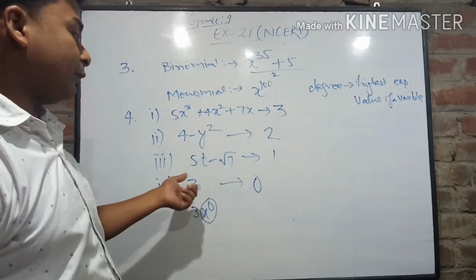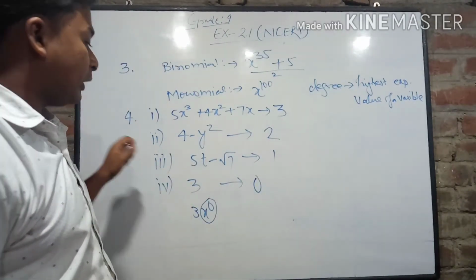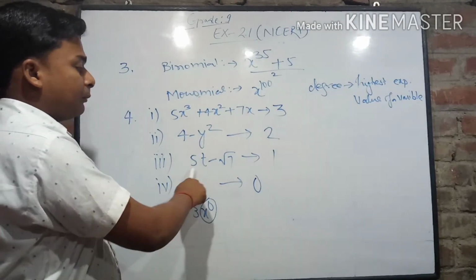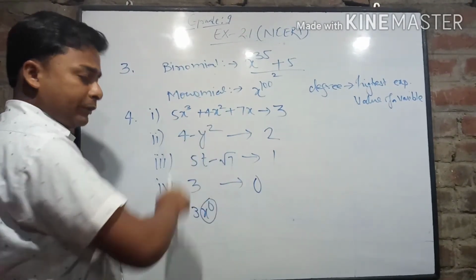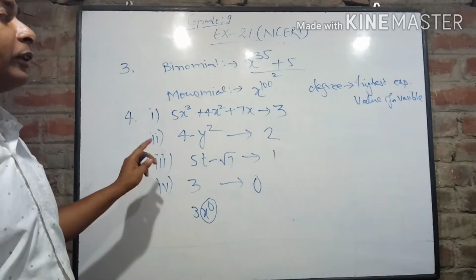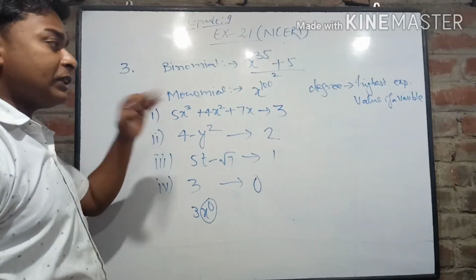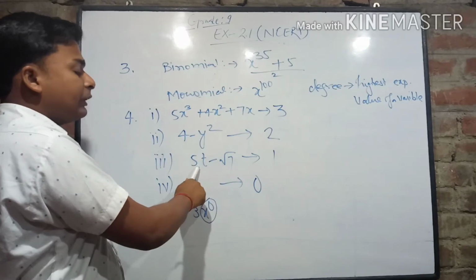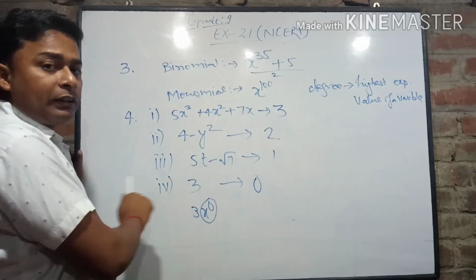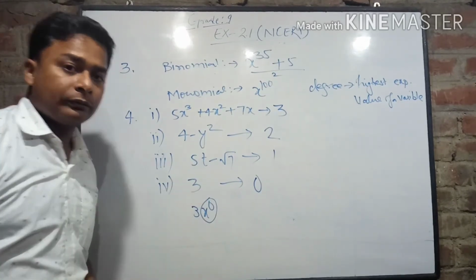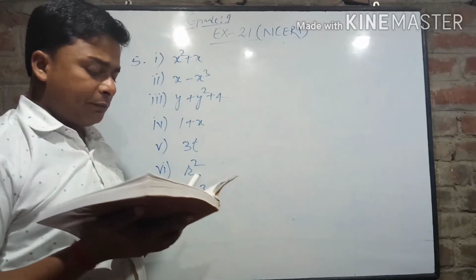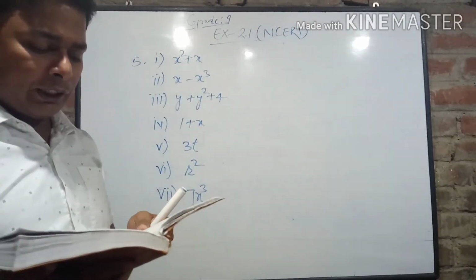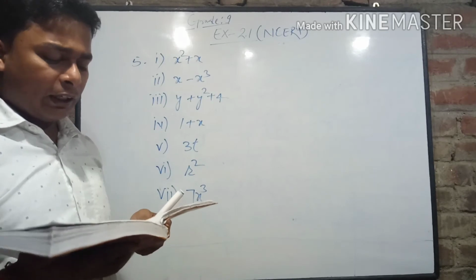If we have to classify these as monomial, binomial and trinomial, it is monomial, it is binomial, binomial, trinomial. If we classify them on the basis of degree, it is a cubic polynomial, it is a quadratic equation, it is a linear equation, and though it is not an equation, it is a constant term. Now question number 5 says classify the following as linear, quadratic and cubic.